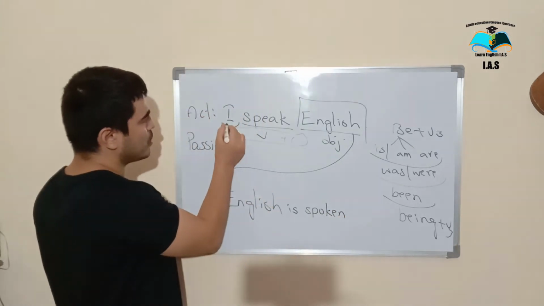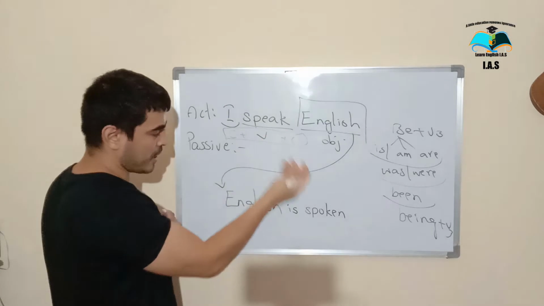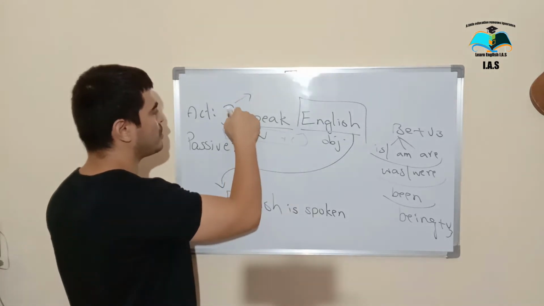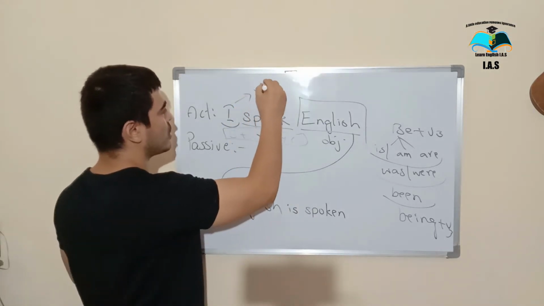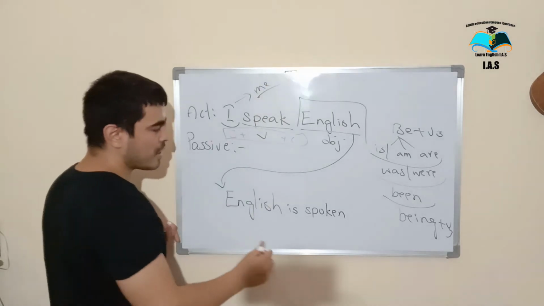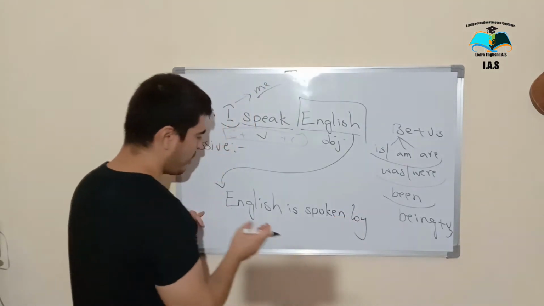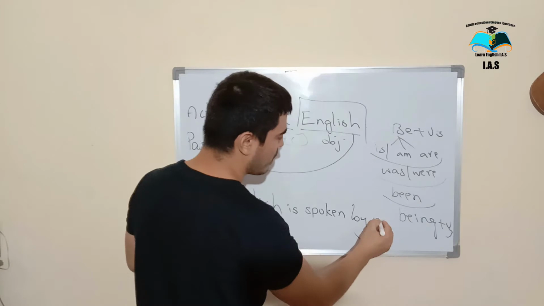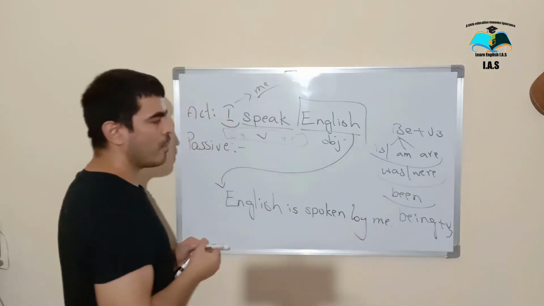Now this one should go as the subject in the passive sentence. Now what is the object of I? It is going to be me. Now I'm using a by phrase also: by me. English is spoken by me. So this is the rule.